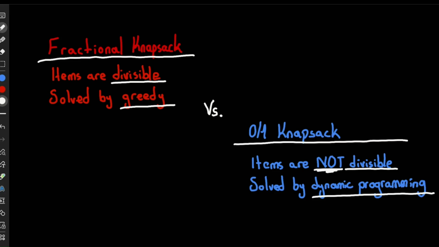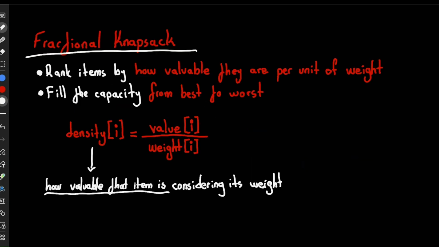Where can we use it? We can use it in budget allocation, for example. We can split a budget across multiple projects where partial funding yields proportional value. Or we can use it for CPU allocation, where we can divide a limited resource among tasks where partial allocation provides proportional benefit.